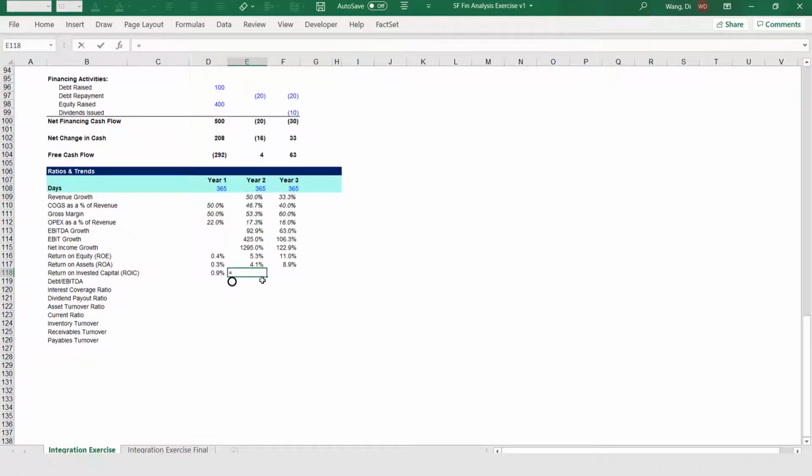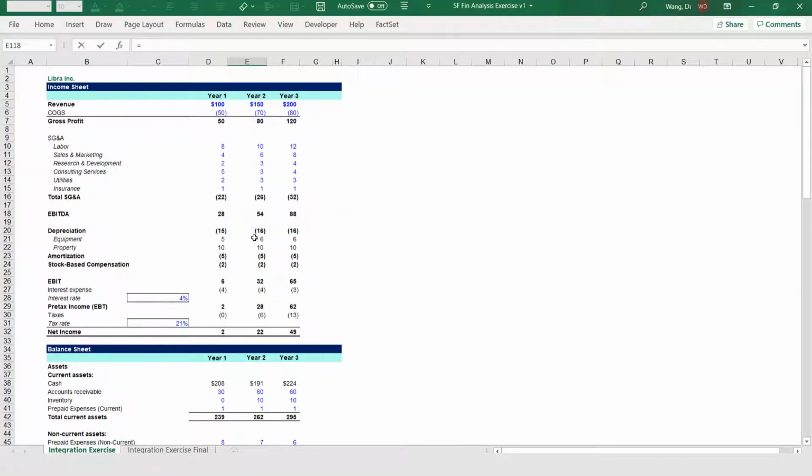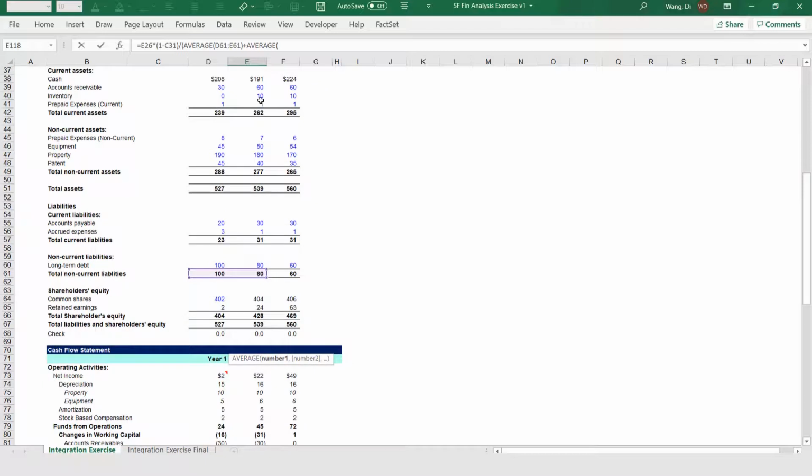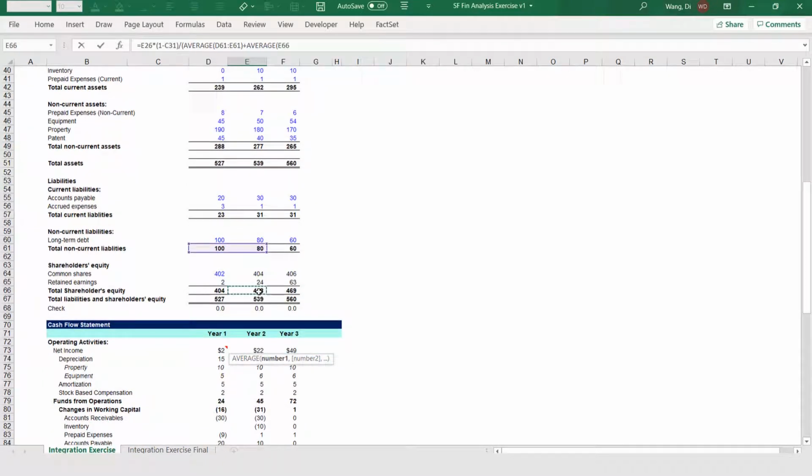Okay, so we're going to be now moving on to year 2. And because in year 2 we do have the averages, we're going to be taking our NOPAT number, so that is EBIT times 1 minus the tax rate, 21%, divided by the average of our total debt figure, plus the average of our total shareholders' equity figure.